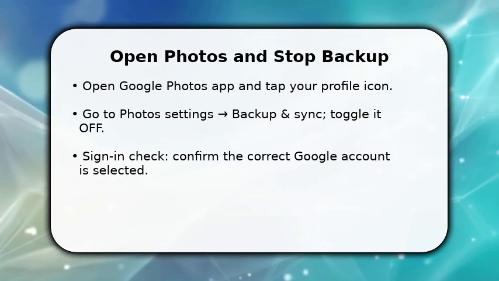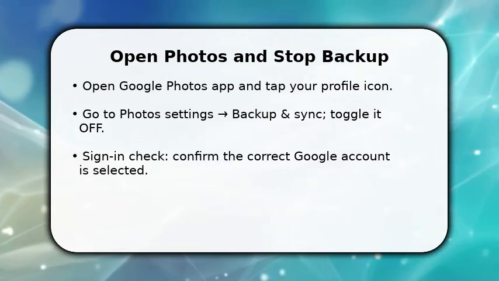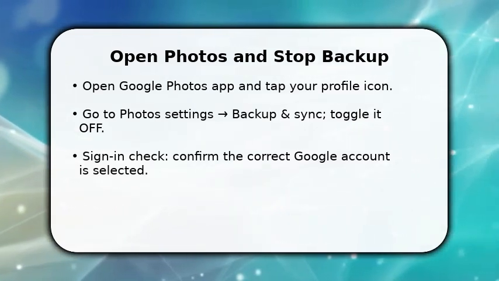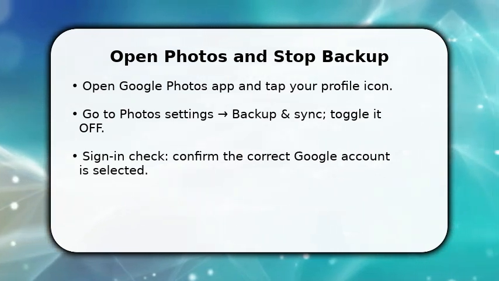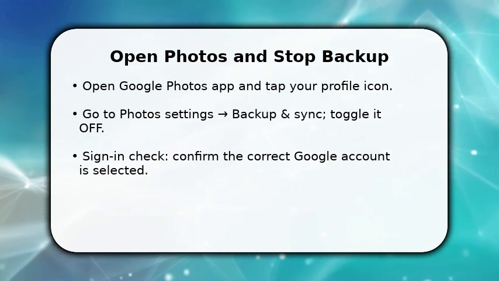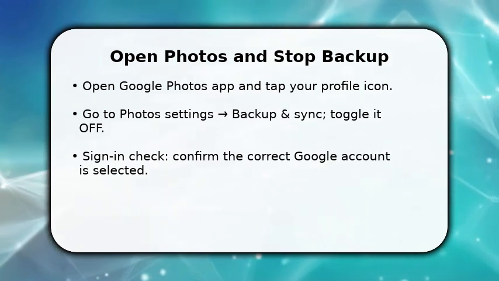Enjoy the video. You're starting where it matters, in the Google Photos app. Open it, tap your profile, and confirm you're on the account you want to change. Once you see Backup and Sync, toggle it off. This immediately stops new automatic uploads.